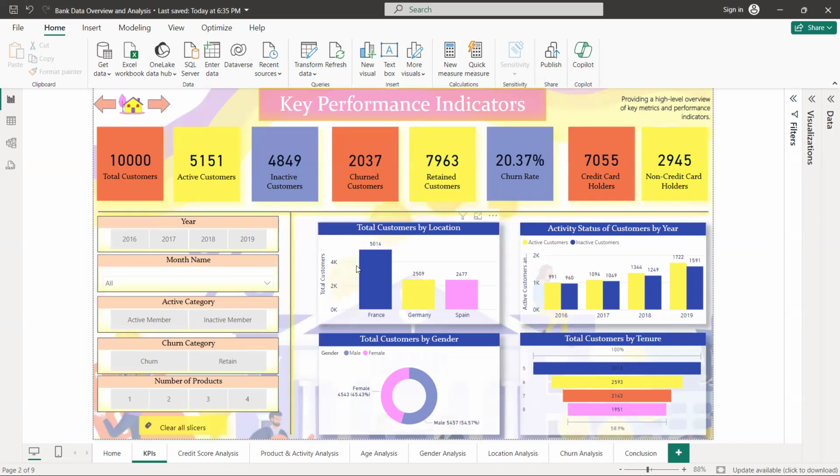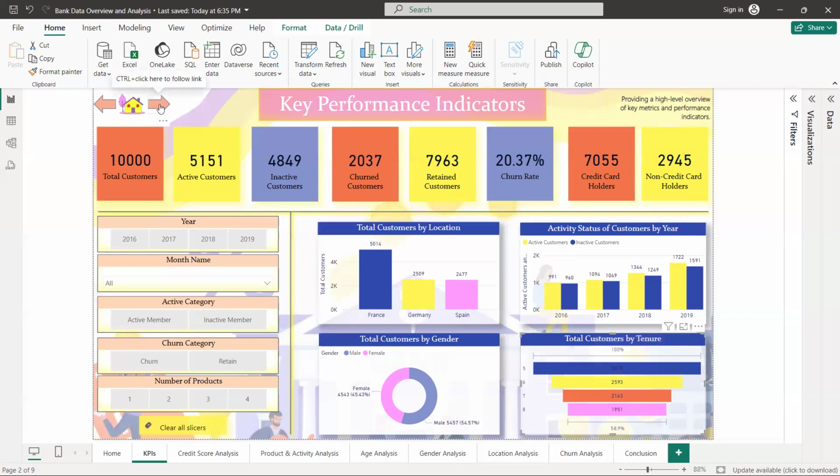Next, we have a stacked column chart which shows the total number of customers by their location. Next one is a column chart that compares the number of active and inactive customers over these years. Next one is a donut chart that displays the distribution of customers by their gender. The gender distribution is fairly balanced, as we can see. Next one is a funnel chart that shows the total number of customers segmented by their tenure with the bank. The highest number of customers have a tenure of 5 years.